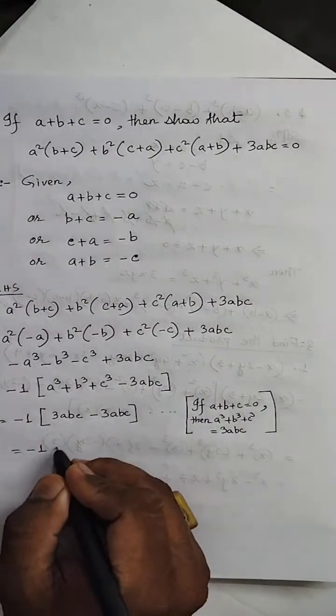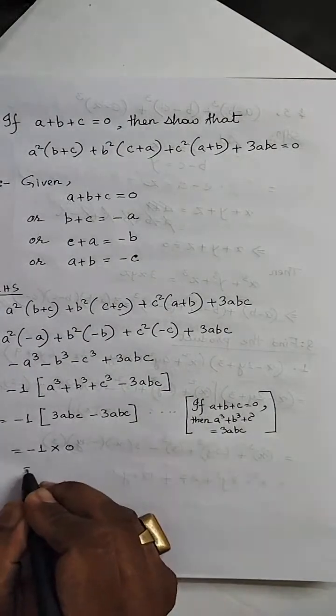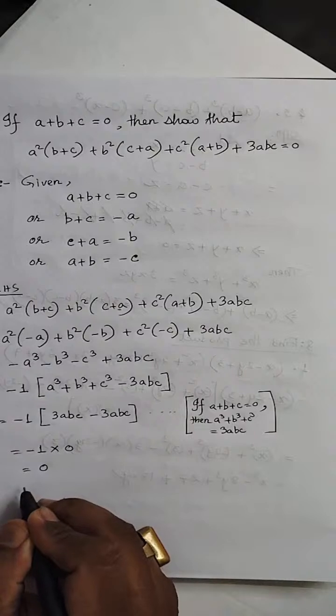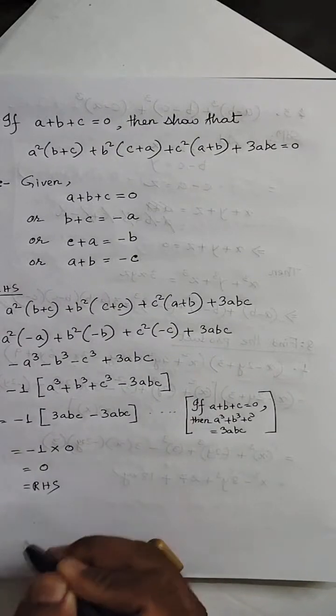So minus 1 into this becomes 0, and 1 into 0 is 0, which is equal to RHS.